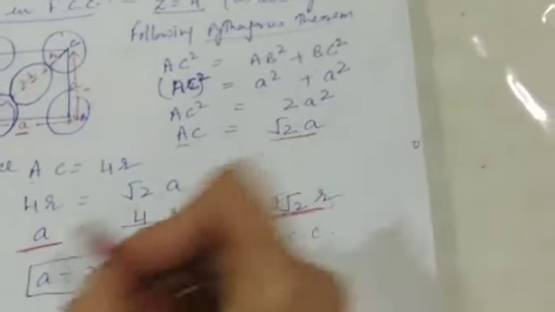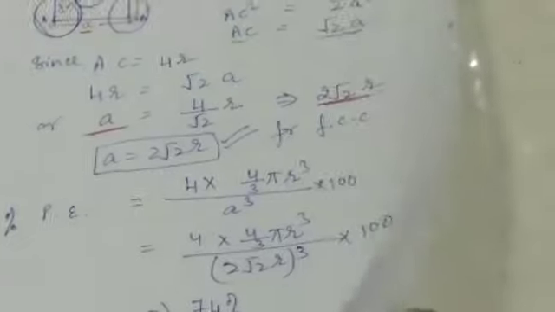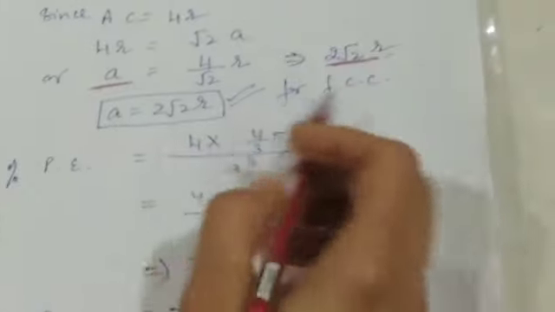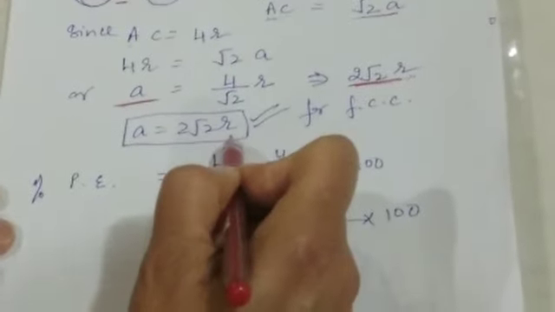What is the relationship between the edge length and the radius of the sphere in a face-centered cubic cell, in a body-centered cubic cell, or in a simple cubic cell? So in a simple cubic cell, the relationship is A is equal to 2r. In a face-centered cube, the relation between the edge length A and radius is A is 2 root 2 r.